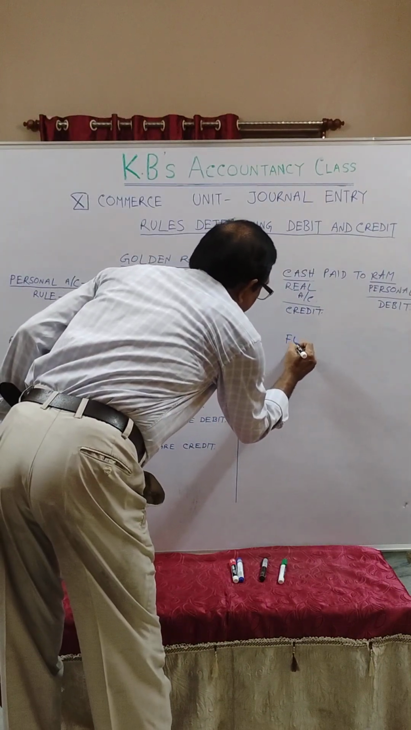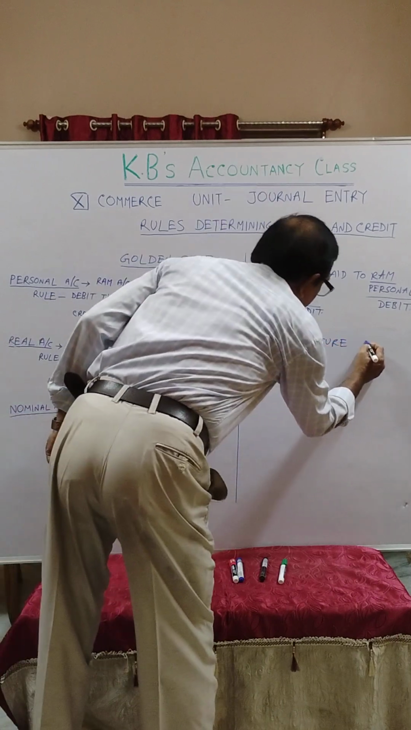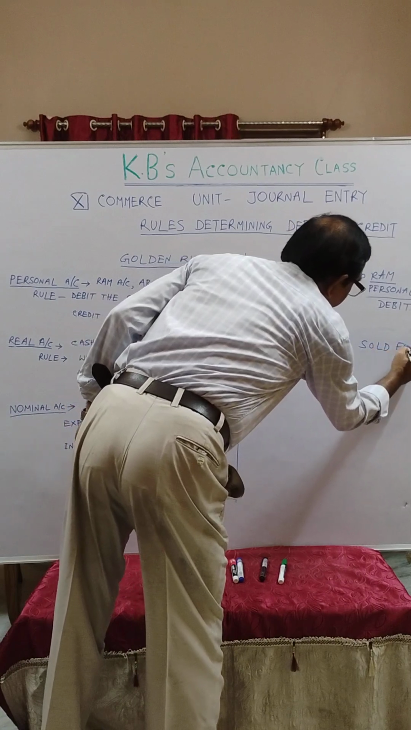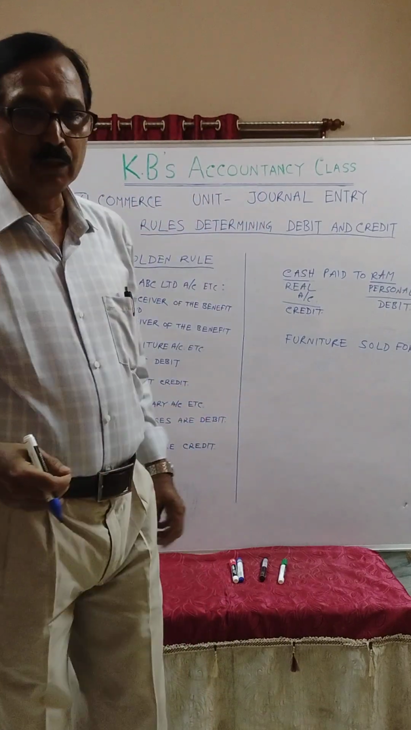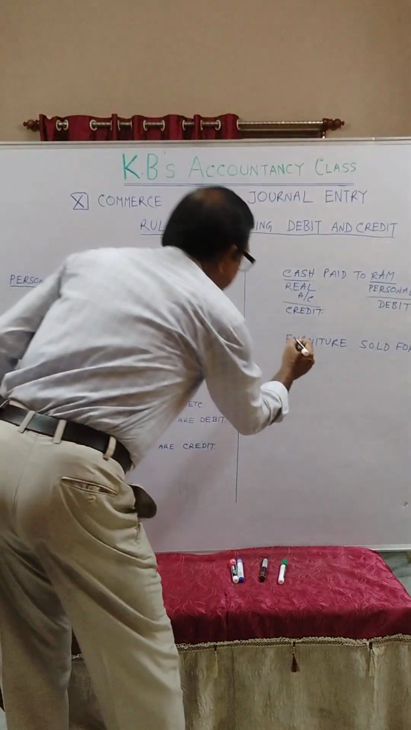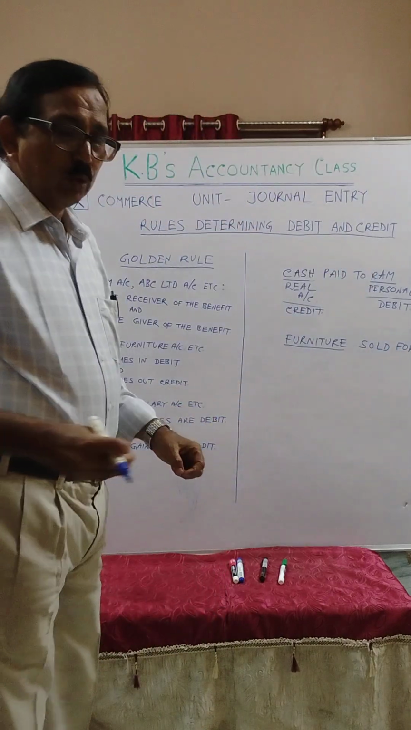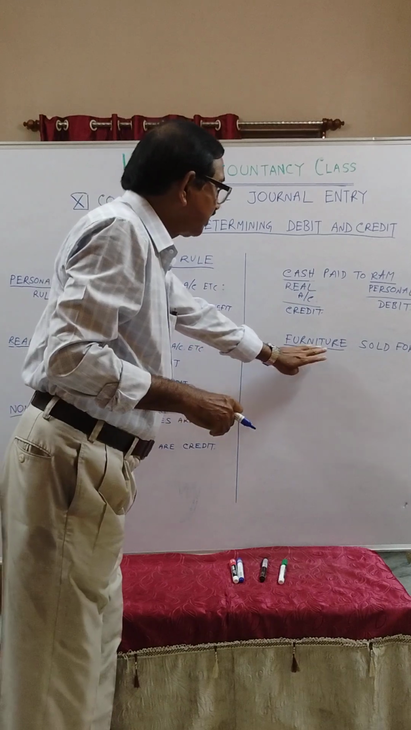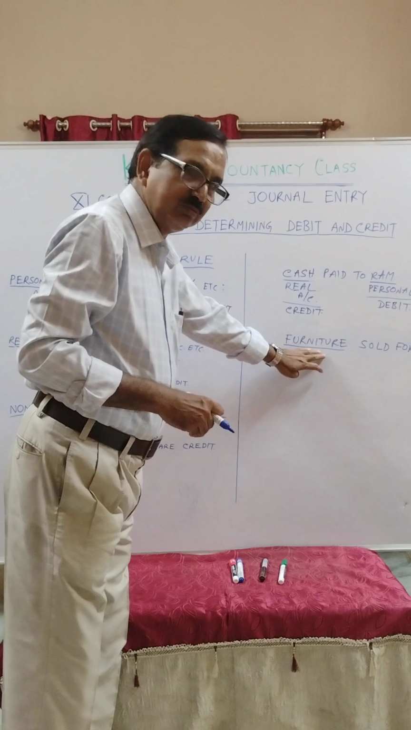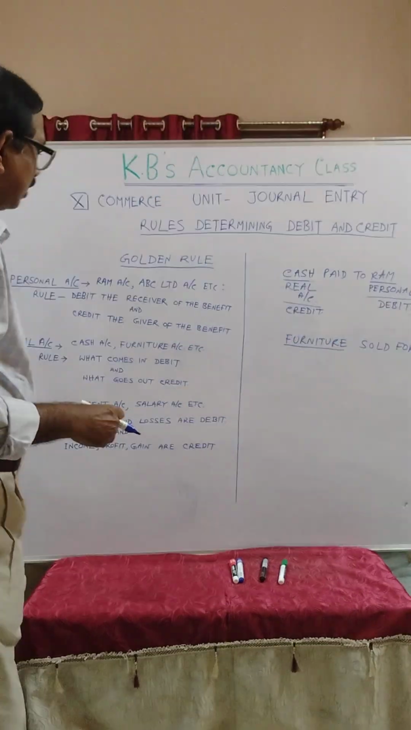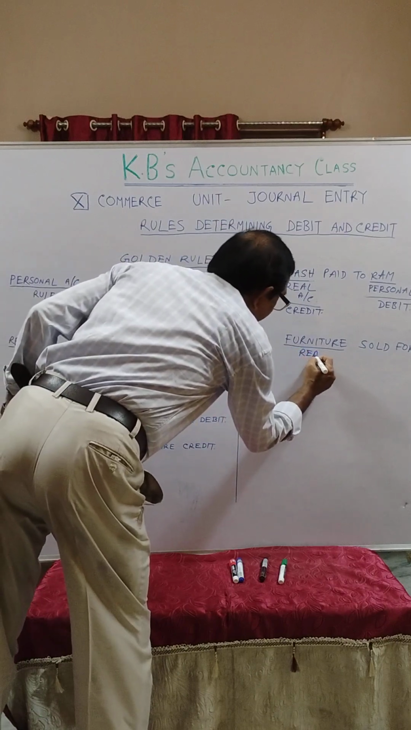Now we can take the second example. Suppose furniture sold for cash. We should find out two nouns. Here the two nouns are furniture and cash. Then we shall analyze what type of account each is. Furniture, it is an asset. So asset means always real account. So it is a real account.